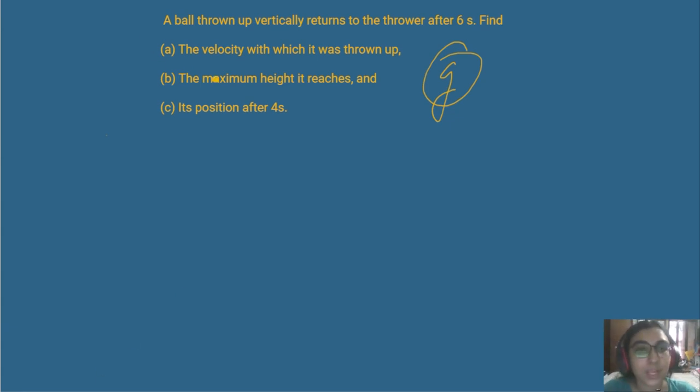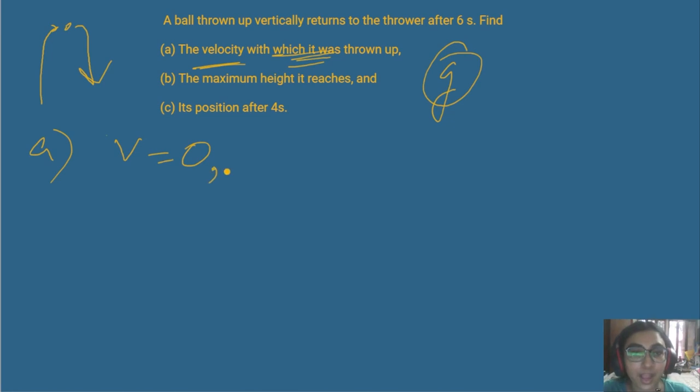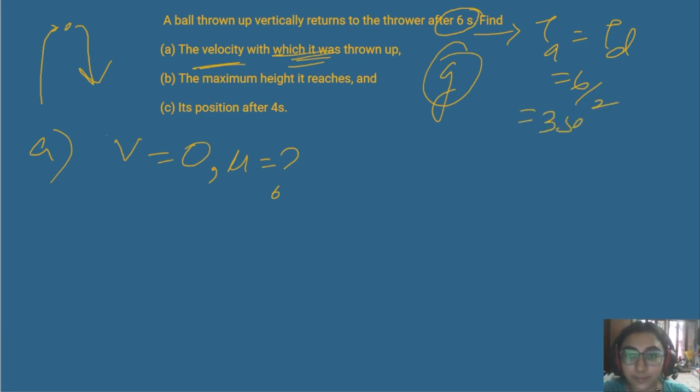Yeah. So let's discuss the first question, the velocity with which it was thrown up. We know that when the ball reaches up, for a moment its velocity will be 0, right? And then it will again start from 0 and gain a velocity. So for this case, when it was thrown up, we can assume that the final velocity is 0, and u we have to find out. Also, the total time is 6 seconds here. Matlab, time of ascent equals time of descent, which is 6 by 2, 3 seconds, right?